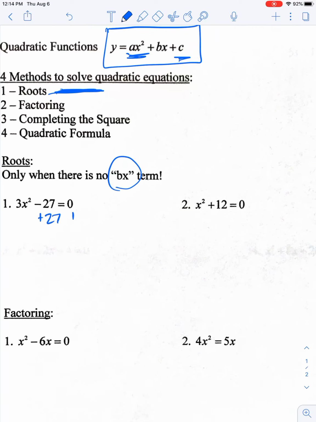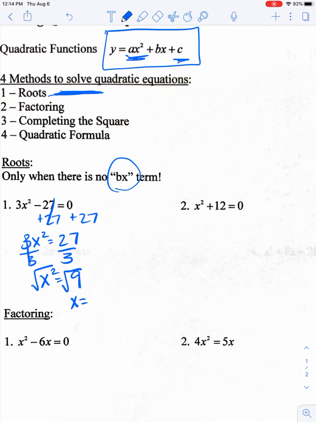So you're going to take number 1 and you're going to add 27 over to the other side, which is very Algebra 1 kind of basic. And then you're going to divide by 3, so you're getting the x squared by itself. And then right here, to undo a square, you are going to square root. So I'm going to square root both sides of the equation. Now the square and the square root on the x cancel each other out and just gives you an x. And then the square root of 9 is 3.